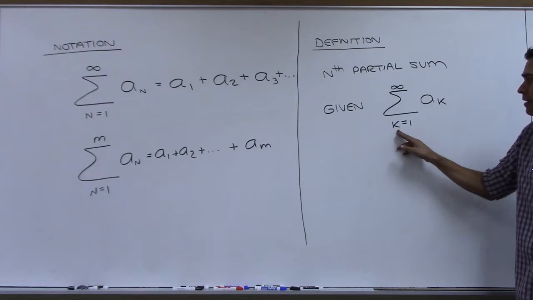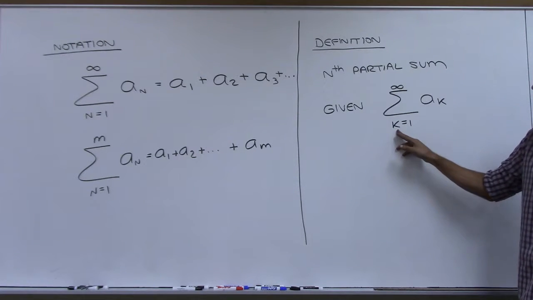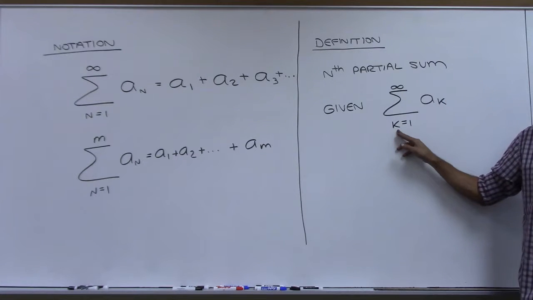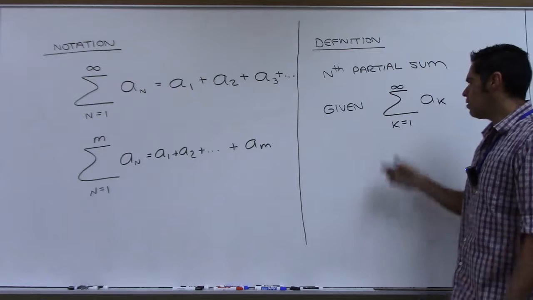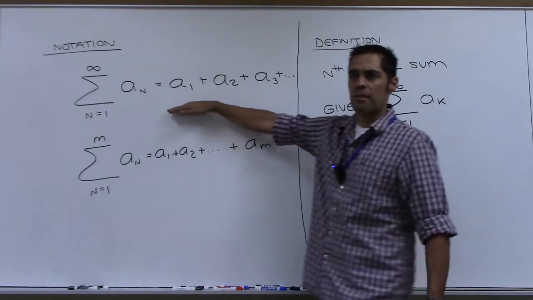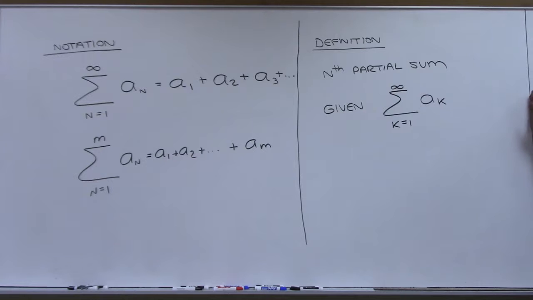This is called a dummy variable. It's just my index. I can use any letter I want. We usually use n or k or j. That's usually what we use for indexes, but you could use anything you want there. Notice that this changed to k also, right? So this is exactly the same as this, right? It's going to create the same exact thing. A1, A2, A3, A4, added together.